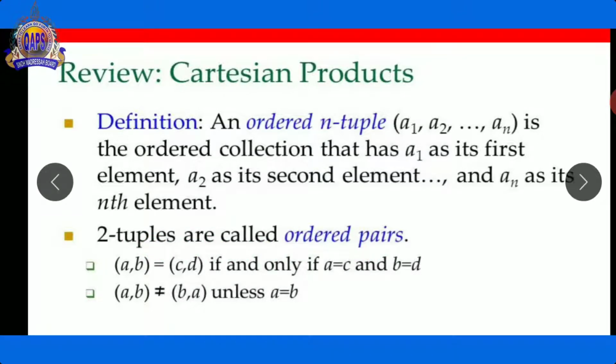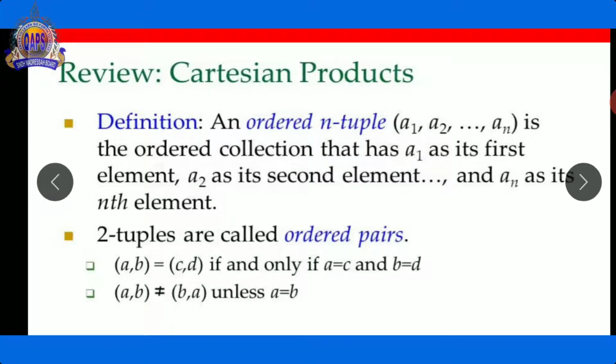So let's see here, (a, b) is equal to (c, d). This ordered pair is equal to this ordered pair if and only if a is equal to c and b is equal to d. In an equal system, both sides must be equal. That's why we can say this ordered pair is equal to this ordered pair.